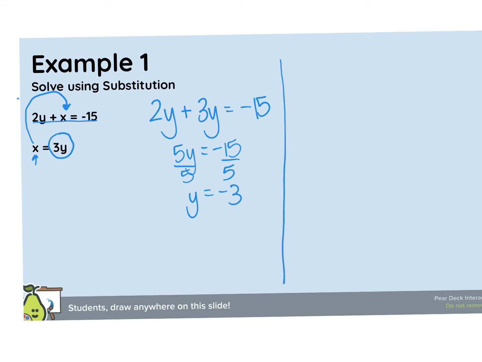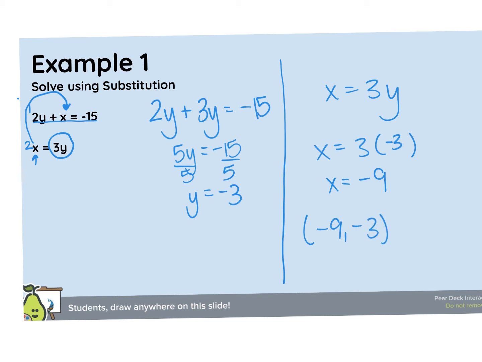Now that I know what y is, I can plug it into one of those original equations to figure out x. So if this is equation 1 and this is equation 2, equation 2 looks easier to me. So I'm going to use this equation, but instead of y, I'm going to plug in what y is in parentheses. Y is negative 3. So now I'm going to multiply. 3 times negative 3 is negative 9. So I think the answer is negative 9, negative 3.